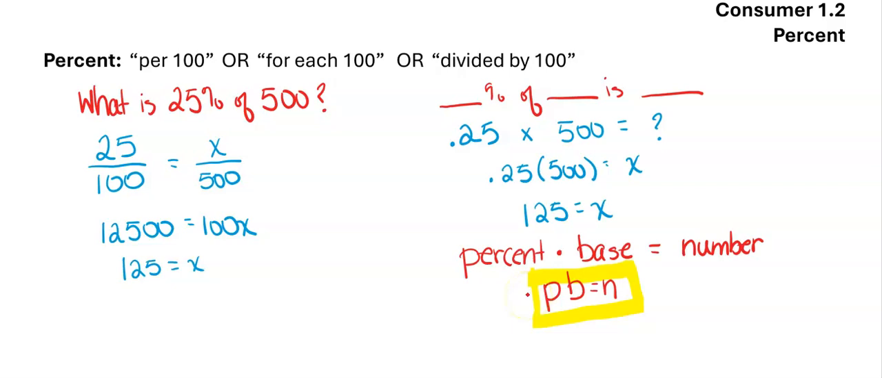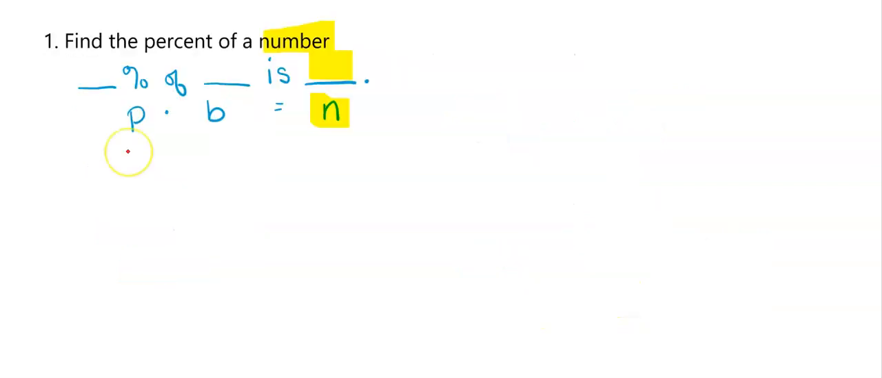Your book gives a different formula, but it's very similar to the one that I use, and both of them are derived from the original proportion. The book says percent times base equals number. The base is the original number, the 500, and the number, the N that they use, is the result, and that would be 125. When I solve the problems, I'm going to use both because I think that will make everything clearer for you. There are 3 basic types of percent problems, and we're going to solve one of each as an example.